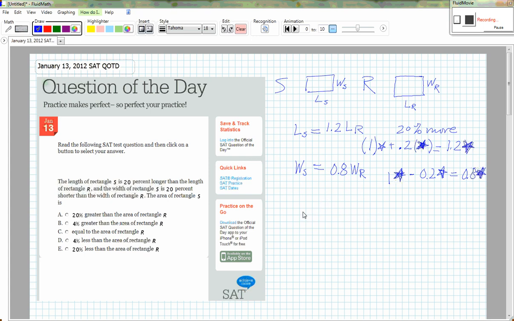Now I can write the area of rectangle S, length times width. It's the formula for the area of rectangle S, so L of S times W of S. Now we have equations right up here that we can use. So that's L of S is 1.2 times L of R, times 0.8 times the width of rectangle R. I can do this to keep it nice and neat.